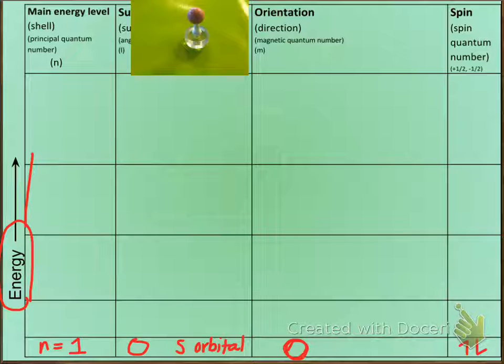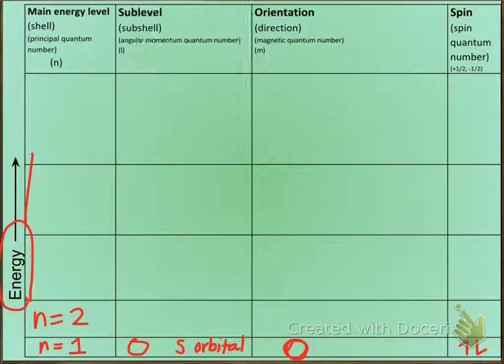Okay. Well, after we finished up with the first floor, guess where we're going? Second floor. So n equals 2 is the second main energy level. And on the second main energy level, we actually have 2 shapes. Okay? So every energy level gets a beach ball. Every energy level gets an s orbital. There's our s orbital. I'll even label it.